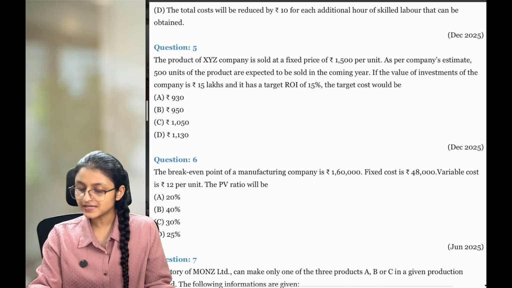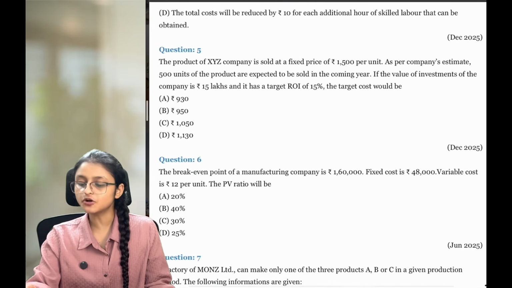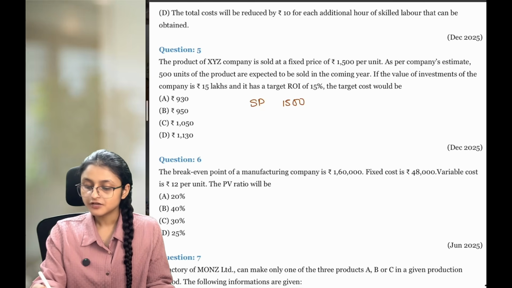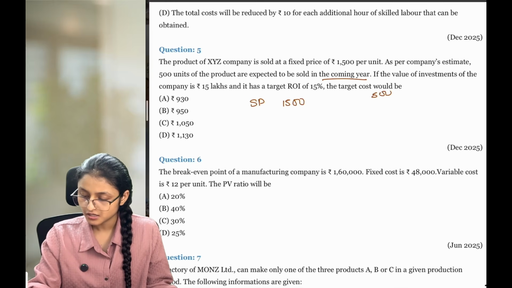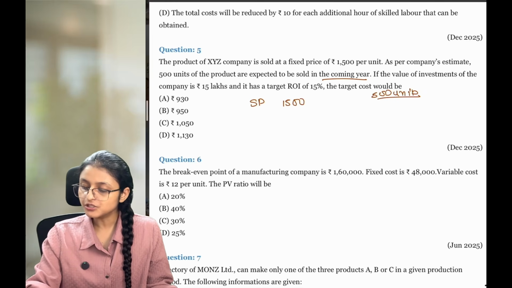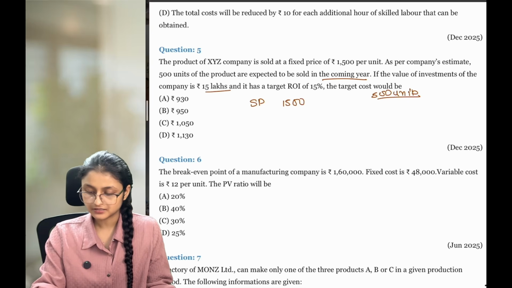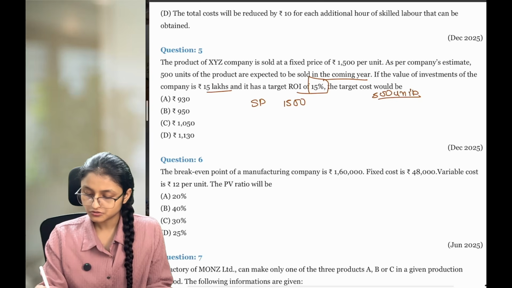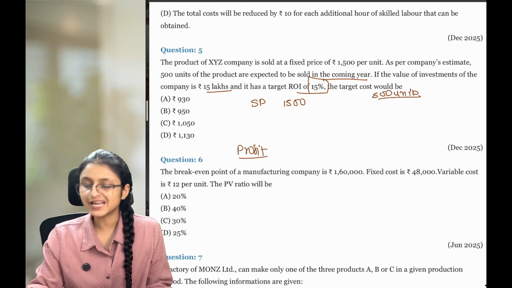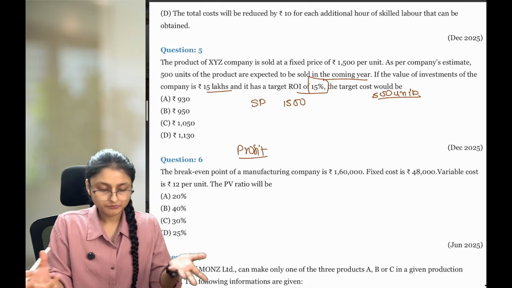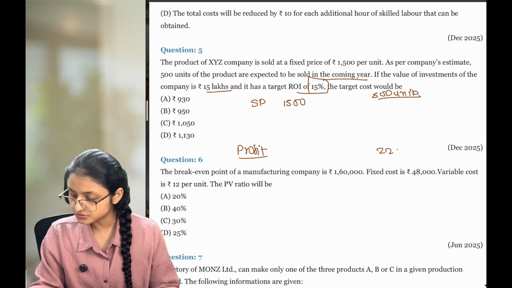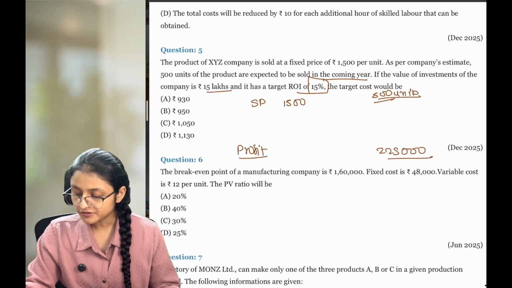The product of XYZ company is sold at a fixed price of 1500. So 1500 is our selling price. As per the company's estimate, 500 units of the product are expected to be sold in the coming year. We are going to sell a total of 500 units. If the value of investment of the company is 15 lakhs, 15 lakh is the total amount which we are investing and we want a return of 15%. So this return of 15% on 15 lakh is the profit which we want to earn from our products. Okay? So 15 lakh into 15% is 2,25,000, the total profit which we want to earn from 500 units.